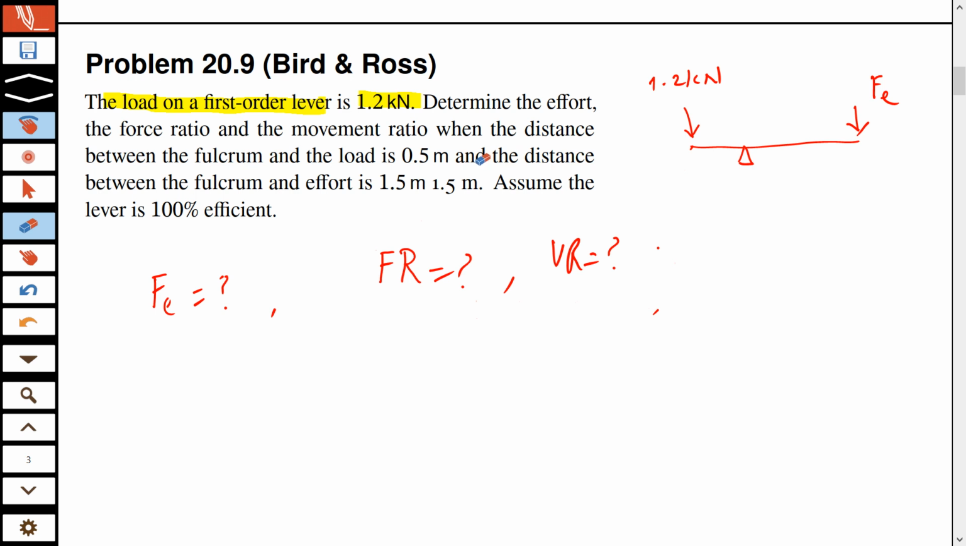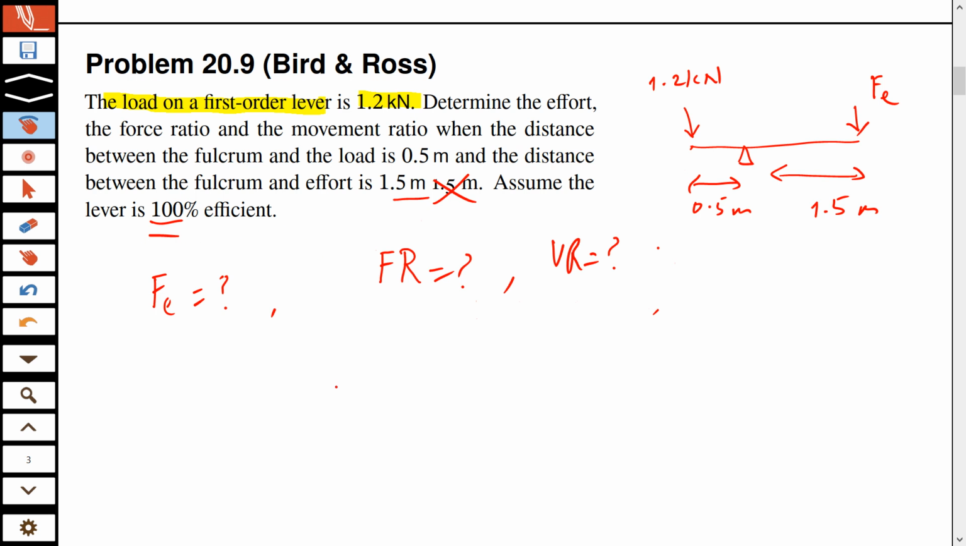When the distance between the fulcrum and the load is 0.5 meter. Okay, so this is 0.5 meter, and the distance between the fulcrum and the effort is 1.5 meter. I don't know why I wrote it twice. Okay, so you just consider it once. Assume the lever is 100% efficient. Okay, so it just means there are no losses.